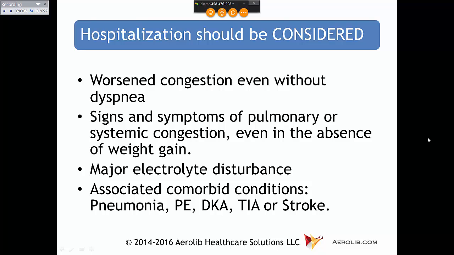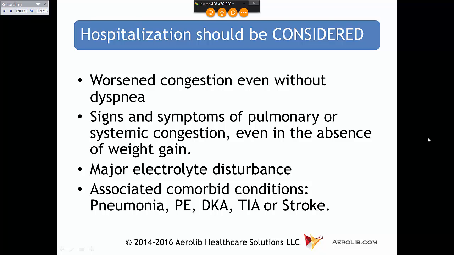So when should hospitalization be considered? Worsened congestion even without dyspnea, and these are the gray cases that we see. Patients who have systolic heart failure on Lasix may have gained 1 or 2 pounds, feeling short of breath, but couldn't come to the ER yesterday or day before, and now come with these congestive findings. They should be hospitalized. Do what's right for the patient.